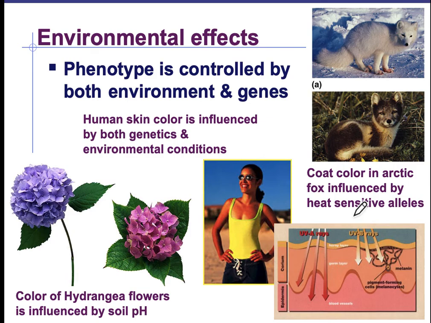Finally, the environment can also affect how your genes are expressed, what your phenotype looks like. So the Arctic fox has heat-sensitive alleles that know when it's hot and when it's cold. So when it's cold, our fox, his fur turns white so he can blend into the snow. And when it's warm in the summer, he gets brown so he can blend into the grasses that he lives in. And here's just a picture of how the melanin pigment is sent into the hair follicles, and that gives the color to the hair.